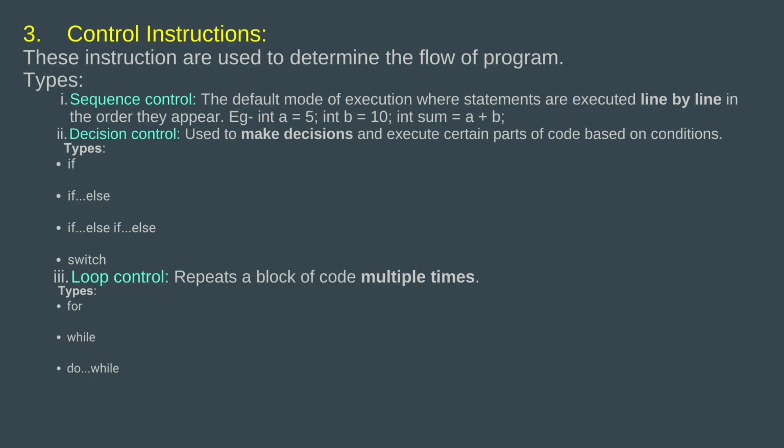Next, decision control, used to make decisions and execute certain parts of the code based on conditions. The types of decision control instructions in C are if, if else, if else if else, and switch case. Loop control instructions repeat a block of code multiple times. The types of loop control instructions in C are for, while, and do while.